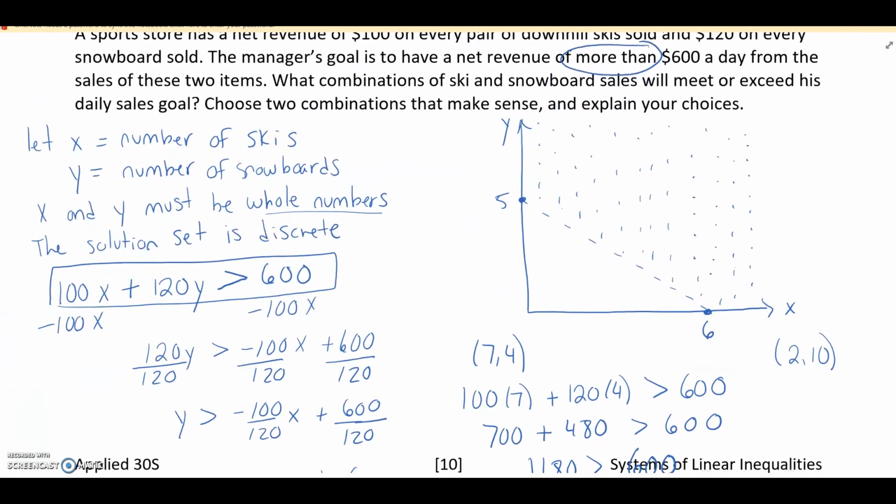So make sure that when you do choose your combination of skis and snowboards, that it's still valid for that situation, meaning greater than 600.